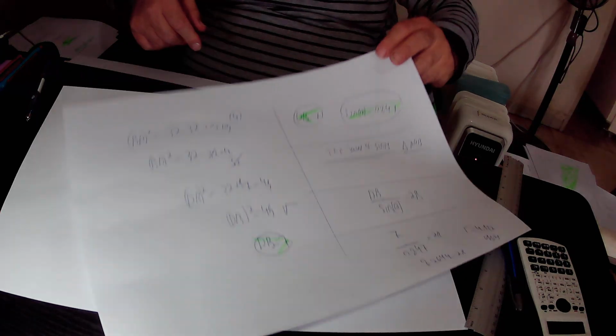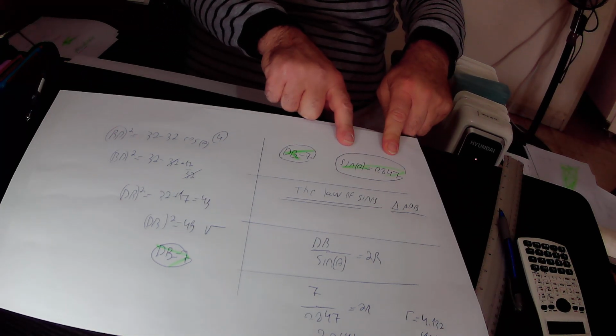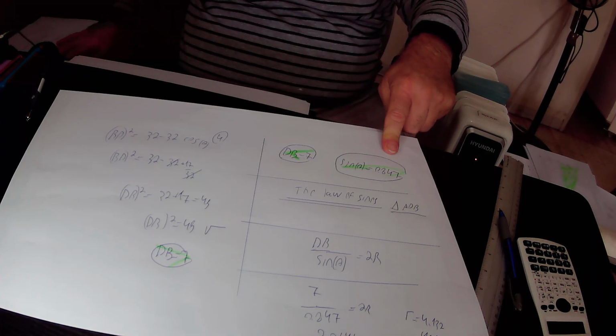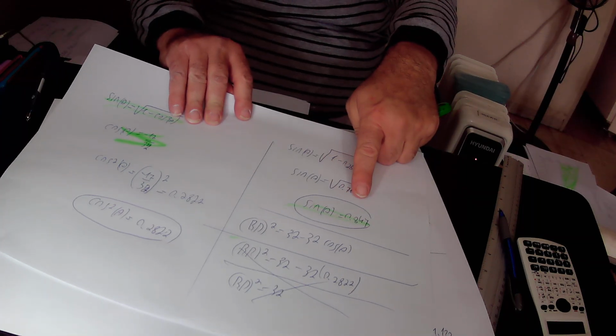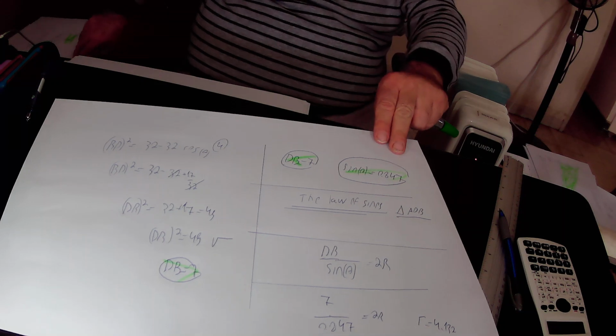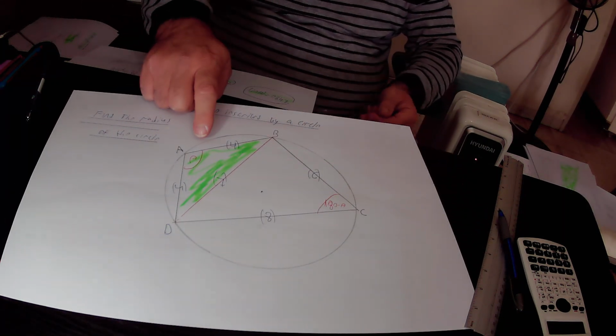And we already found out that sine theta equals 0.847. The next step, we implement the law of sines in this triangle ADB.